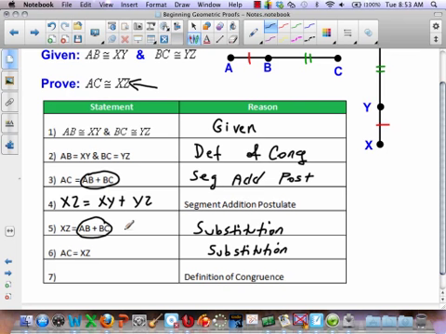All right, so then finally we have our equals, AC equals XZ. But what is it we have to prove? We don't have to prove that they're equal. We have to prove that they are congruent. So I've got to go from equals to congruence, and anytime we switch from equals to congruence, we call that the definition of congruence. And there you guys go. We just did our first proof.